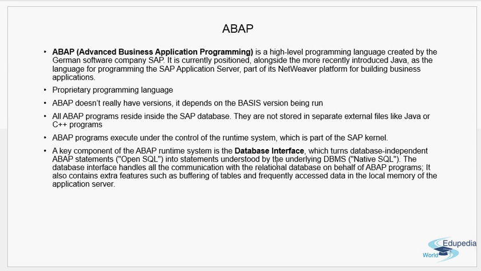A key component of the ABAP runtime system is the database interface, which turns database independent ABAP statements, that is the OpenSQL, into statements understood by the underlying DBMS, that is the native SQL. The database interface handles all the communication with the relational database on behalf of ABAP programs. It also contains extra features such as buffering of tables and frequently accessed data in the local memory of the application server.